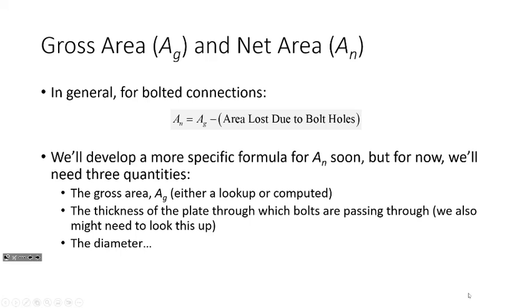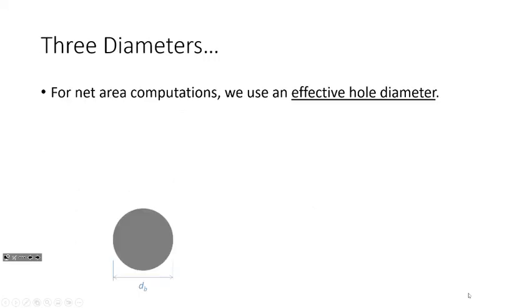We have the bolt diameter. Well, if we know the bolt diameter, what is the hole diameter? When we're doing net area computations, we use an effective hole diameter. So let me explain. Here's a bolt on a screen. The bolt has some bolt diameter, D sub B, okay?